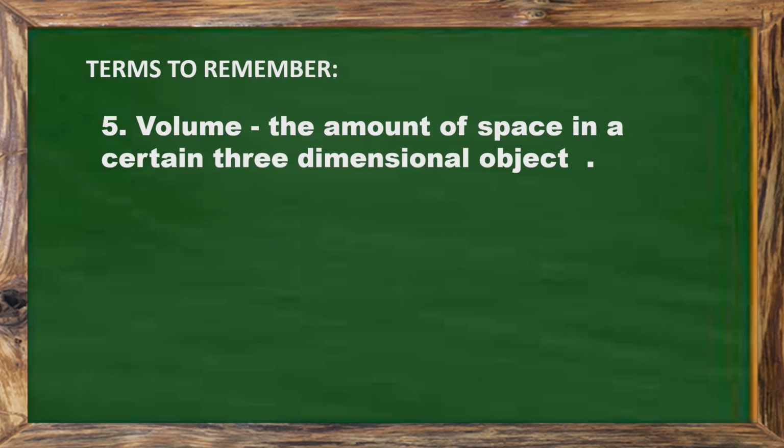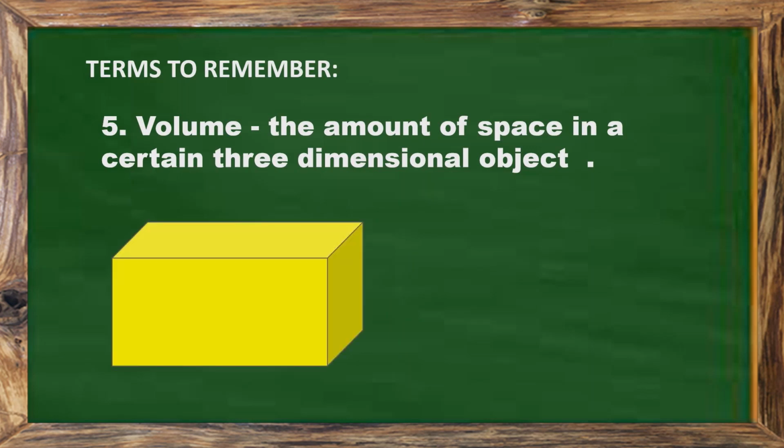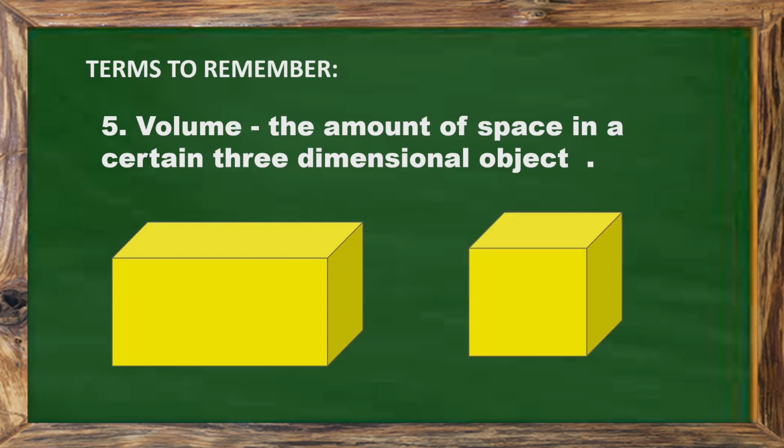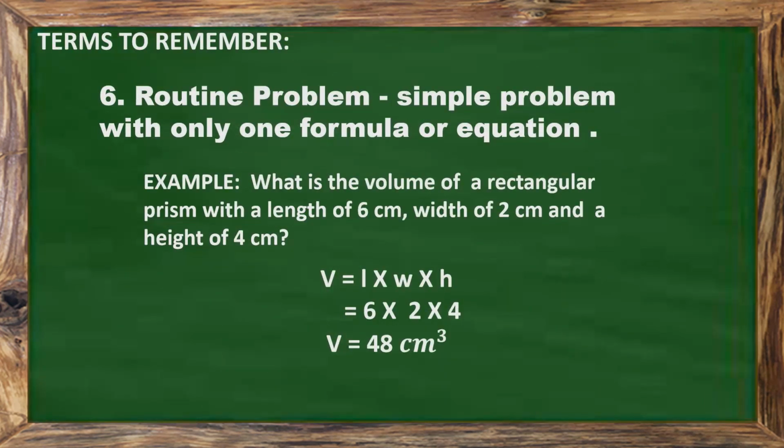Next, volume. This is the amount of space in a certain 3-dimensional object. So, bakit 3-dimensional object? Kasi mayroon siyang 3 dimensions. May length, may width, at may height. Okay. Volume. This is the amount of space. Laman o space na nasa loob ng mga figure na yan. Halimbawa, nilagyan siya ng tubig at tinanong ko ano yung volume ng tubig. So, hanapin natin yung amount ng tubig na ginamit sa loob ng mga figure na to. Yan yung volume.